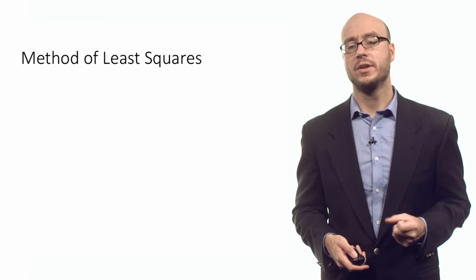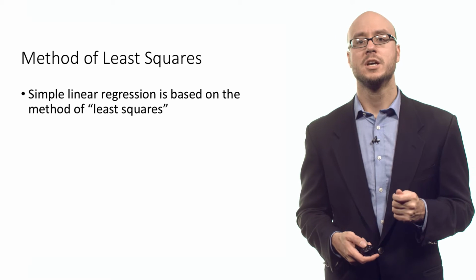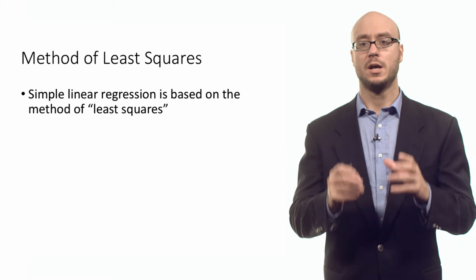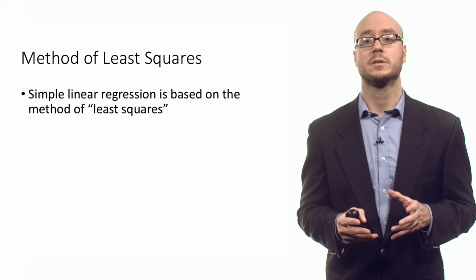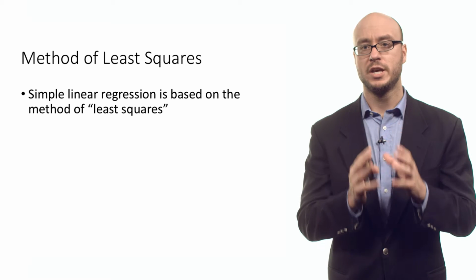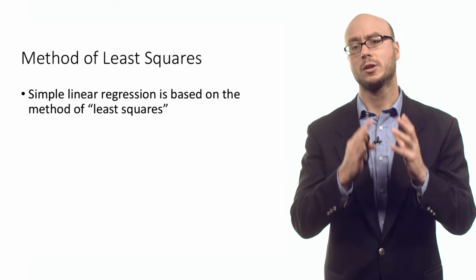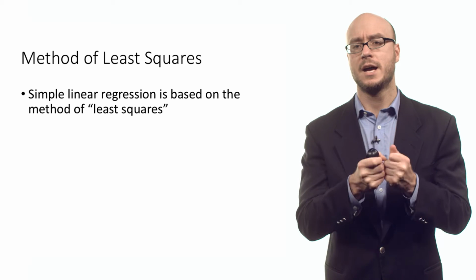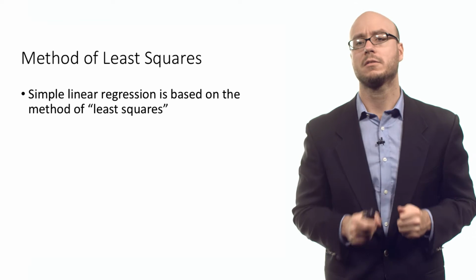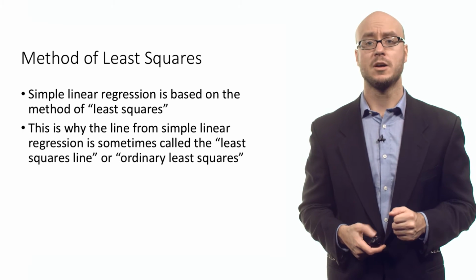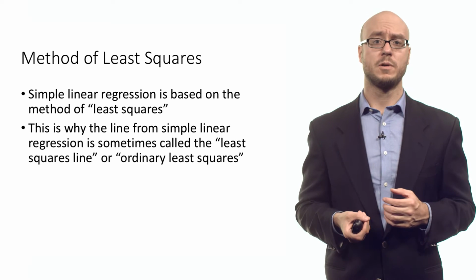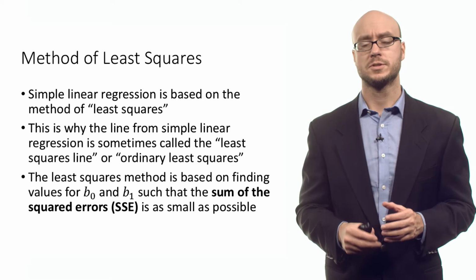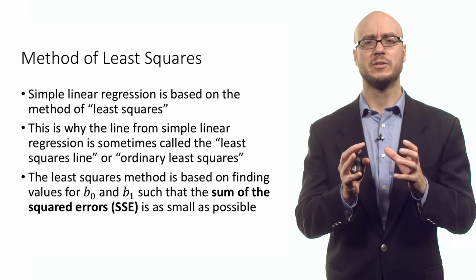Well, we use a method called the method of least squares. That's why sometimes you will hear simple linear regression called least squares regression. It's because we use this particular criterion, this particular algorithm, this method for fitting this line to a scatter plot, for finding particular values of the intercept and slope. And so sometimes you'll even hear least squares regression called ordinary least squares. It's so commonly used. Well, what is this criterion?